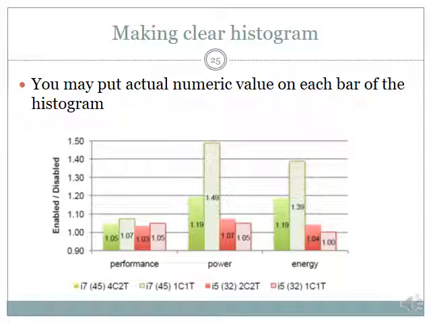Also, sometimes it's good to write the number on the histogram bar, because otherwise I will have to draw a projection to the y-axis and find out what that value is. That's slightly difficult. So seeing the numbers directly saves my time.